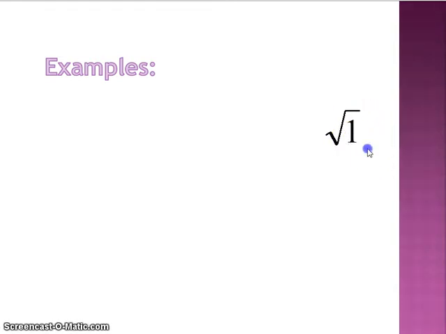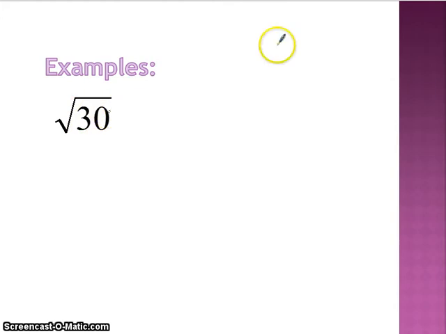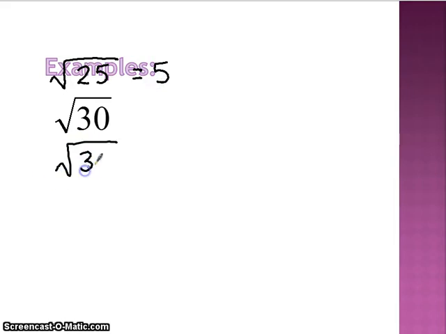Now, let's look at how we estimate non-perfect square roots. In this case, we have the square root of 30. Think about our clock. Between what two perfect square roots would the square root of 30 lie? It would be between the square root of 25, which is 5, and the square root of 36, which is 6. So we know that the square root of 30 is 5 point something.